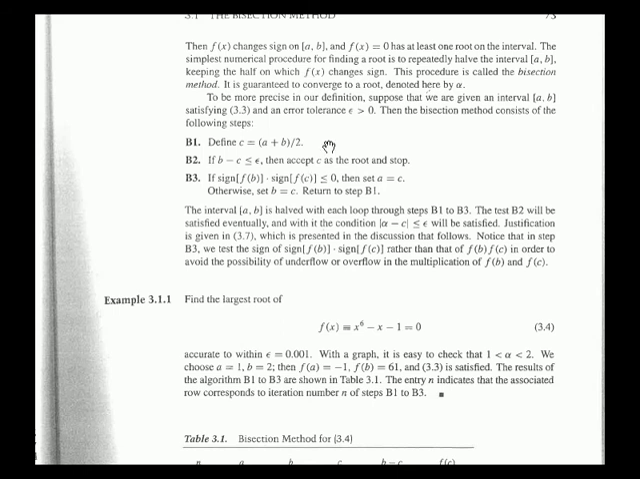Chapter 3 is about solving a single algebraic equation f of x equals 0. In Chapter 7, we'll look at a system of more than one equation and more than one unknown, but this chapter is strictly single equation, single unknown. For example, f could be a polynomial of degree 5, and you want to find the roots of the polynomial, which are impossible to do exactly. So you have to use numerical methods like the ones in this chapter.